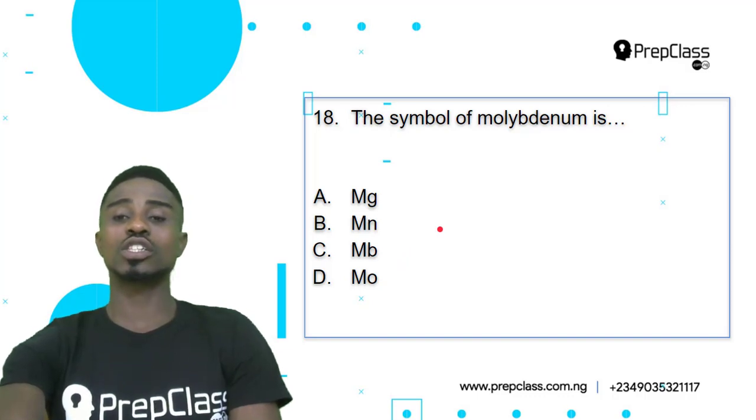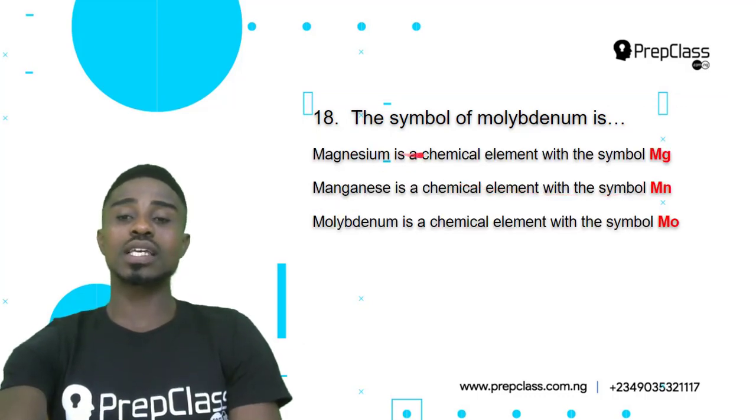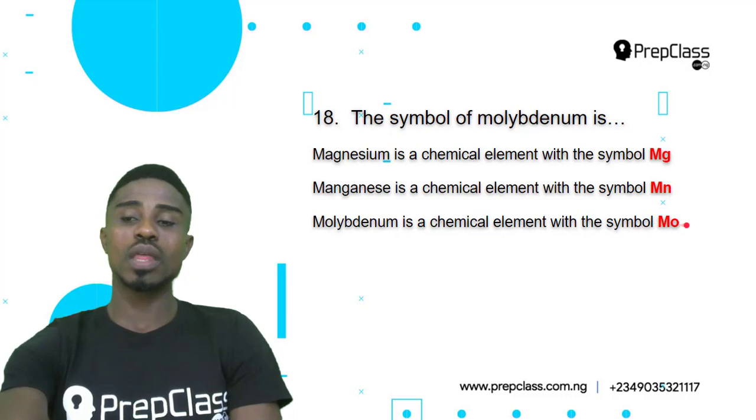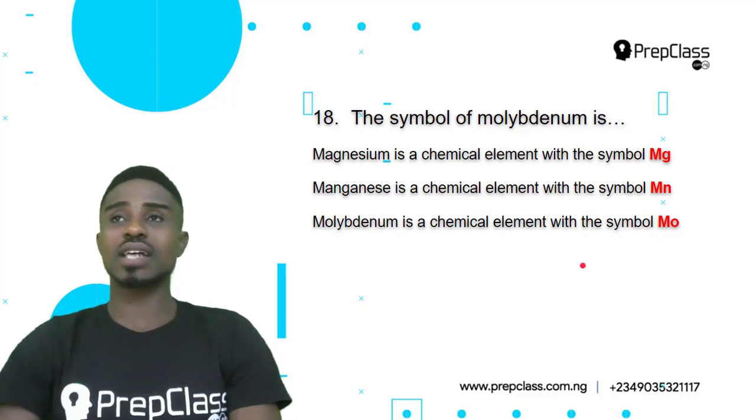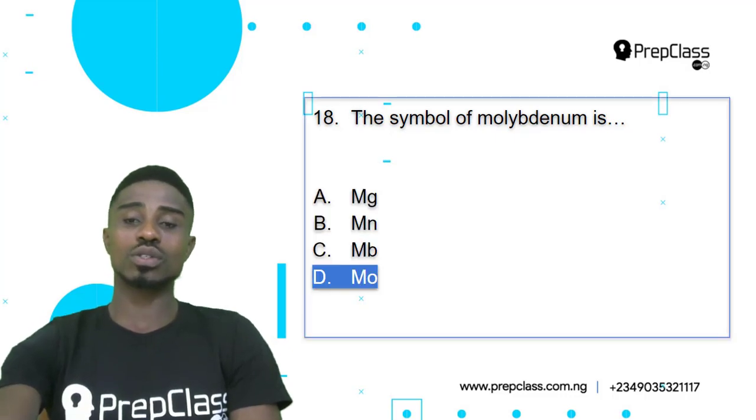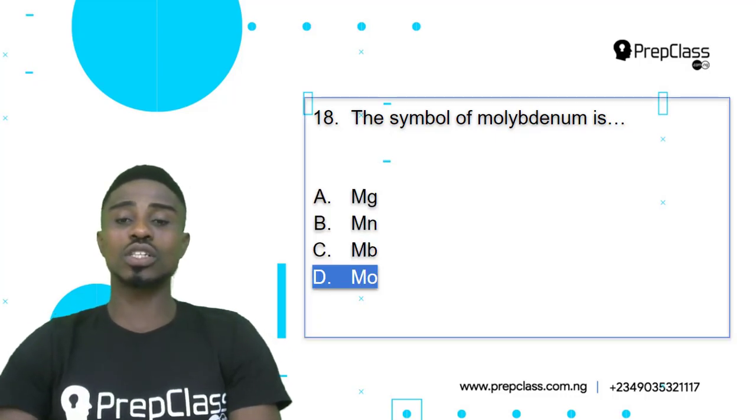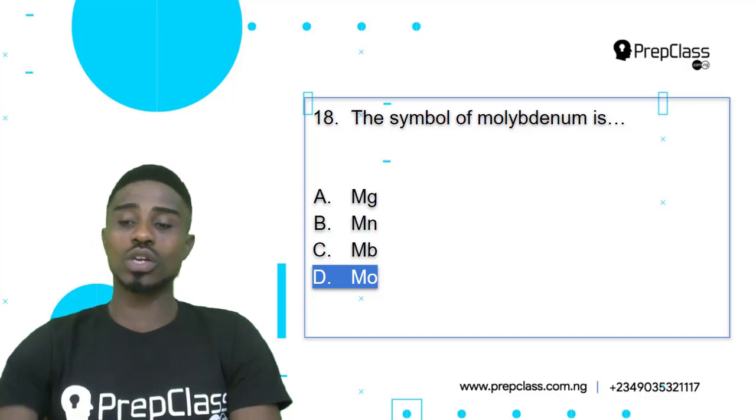Let's check out this explanation. Magnesium is the chemical element with the symbol Mg. Manganese is a chemical element with the symbol Mn. Molybdenum is the chemical element with the symbol Mo. So our correct answer is Mo for molybdenum. Let's check it out. Question 18, option D, Mo is our correct answer. Let's look at the next question.